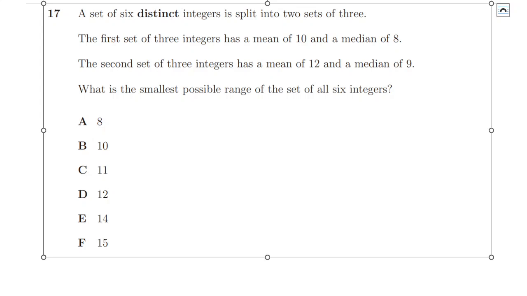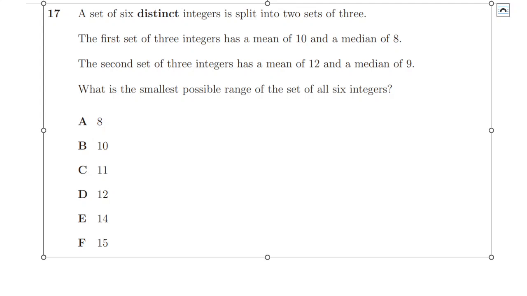Alright, question 17. A set of 6 distinct integers is split into 2 sets of 3. The first set of 3 has a mean of 10 and a median of 8. The second set of 3 has a mean of 12 and a median of 9. What is the smallest possible range of the set of all 6 integers?